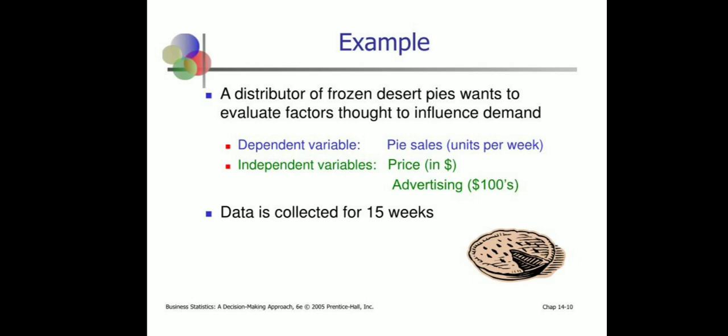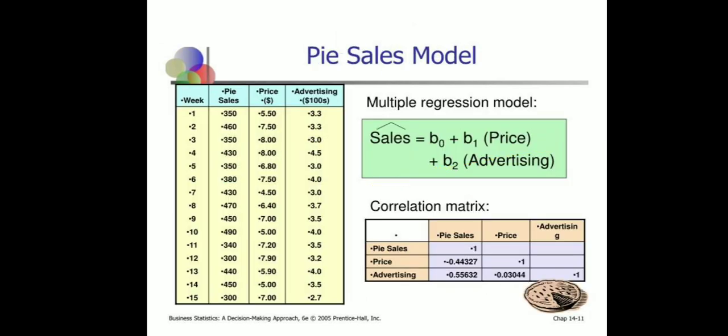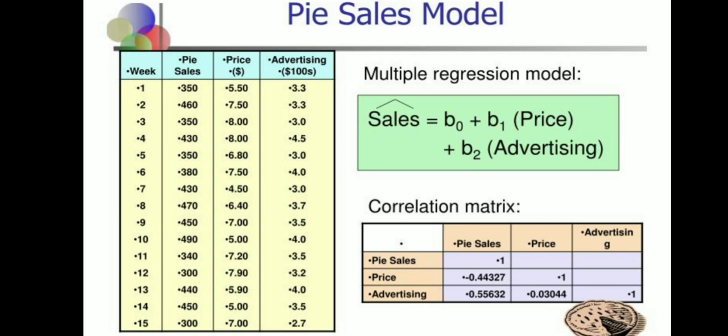Pie sales model. The weeks are here, the pie sales are there, and price and advertising in dollars are there. So the multiple regression model has three variables: y, x1, x2. The multiple regression model is sales equals b0 plus b1 times price plus b2 times advertising. This is the model.